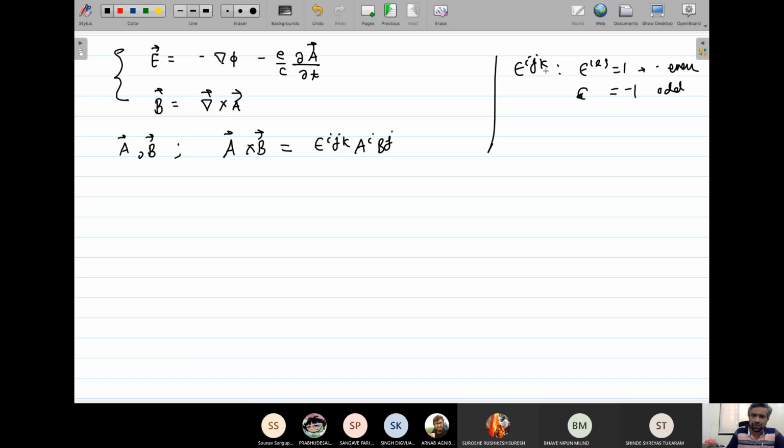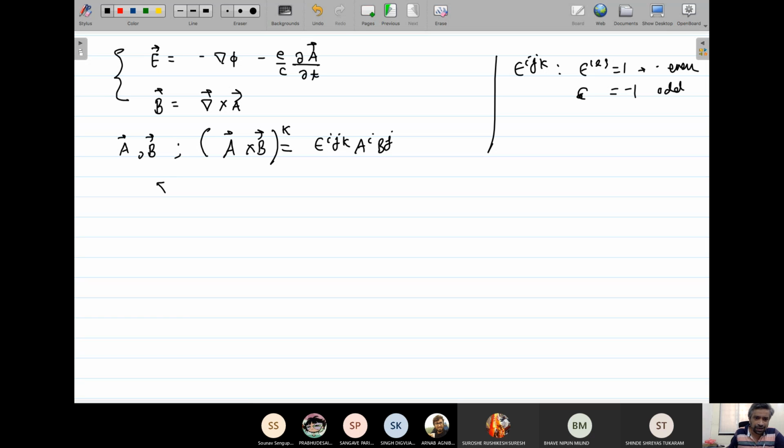Okay, so with this property of epsilon ijk, one can express the cross product like this. This will be the kth component of A cross B. It is written as epsilon ijk a_i b_j. You can easily check that. The kth component of A cross B is epsilon ijk a_i b_j.